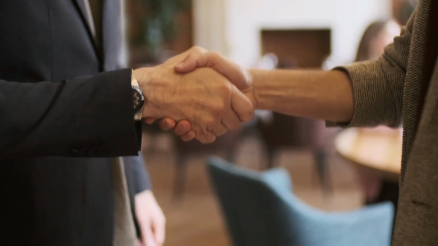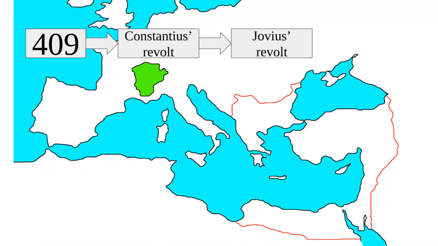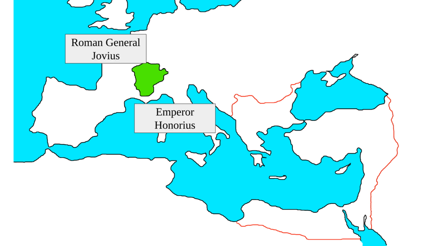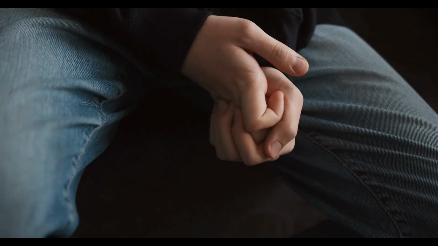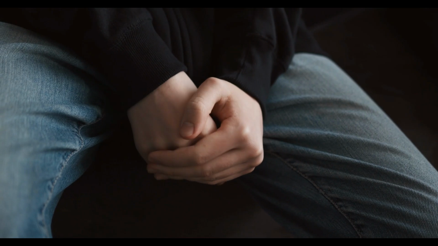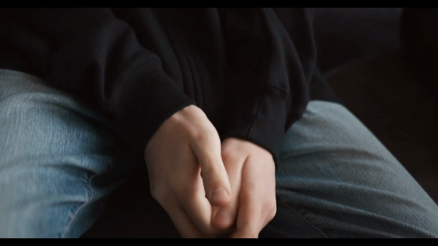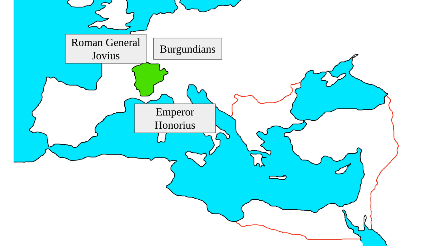Why was this agreement necessary? Around 409, and after the revolt of Constantius, Jovius revolted against Honorius. Jovius, a Roman general, revolted against Honorius, but he needed help, so he asked the support of the Gallic nobles and some Germanic tribes. These were the Alans and the Burgundians.